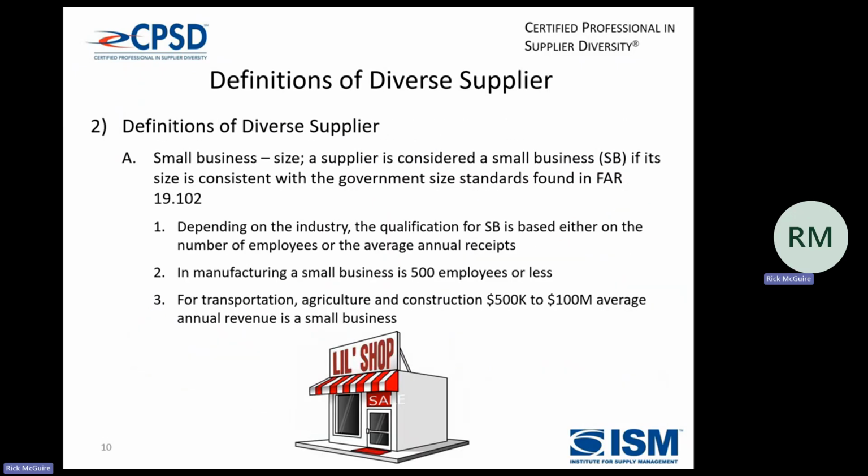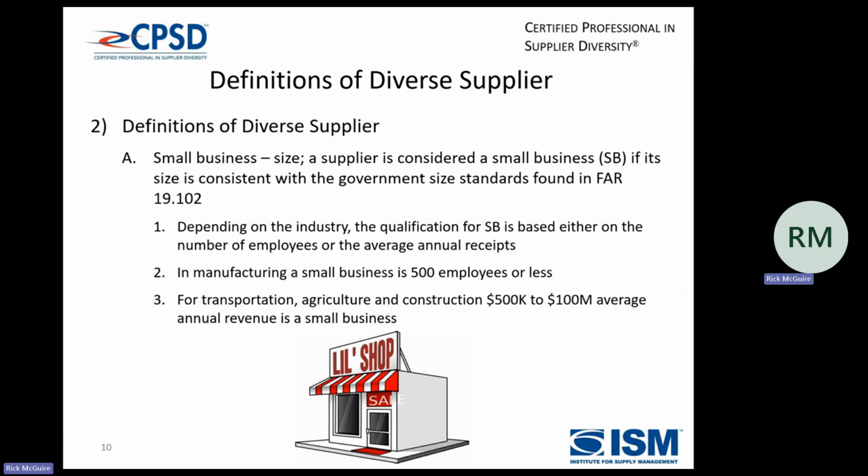Definitions of a diverse supplier. So there is a definition from the Small Business Association, SBA. Supplier is considered a small business if its size is consistent with the government standards. So I guess this is from the Federal Acquisition Regulations, 19.102. Depending on the industry, the qualification for a small business is based either on the number of employees or the average annual receipts. So in manufacturing, a small business is 500 employees or less. That's the manufacturing industries. For transportation, agriculture, and construction, it's measured on money.